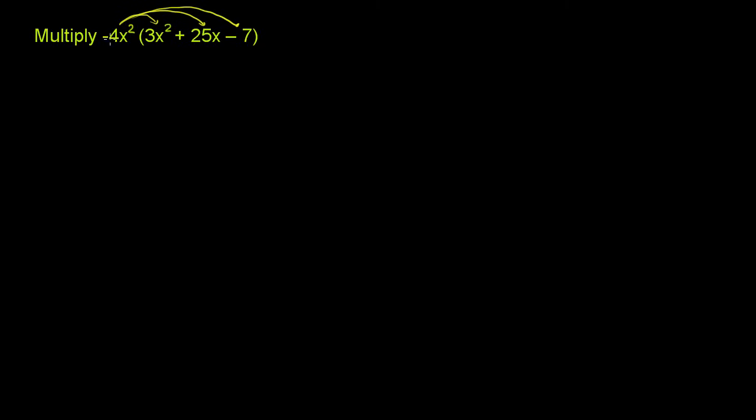First we can start with negative 4x squared times 3x squared. So we can write that we're going to have negative 4x squared times 3x squared. And to that, we're going to add negative 4x squared times 25x. And to that, we're going to add negative 4x squared times negative 7. So let's just simplify this a little bit.